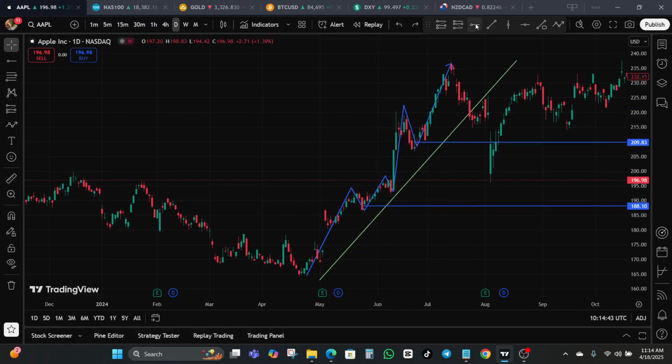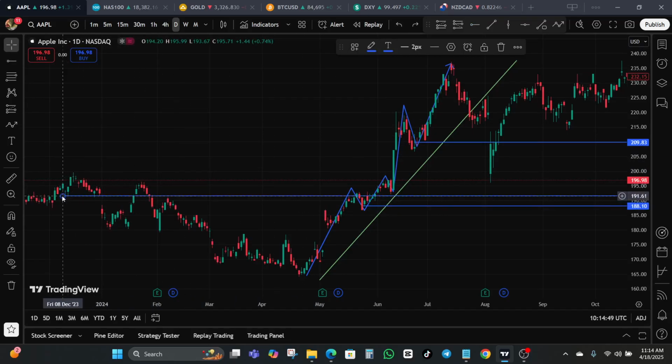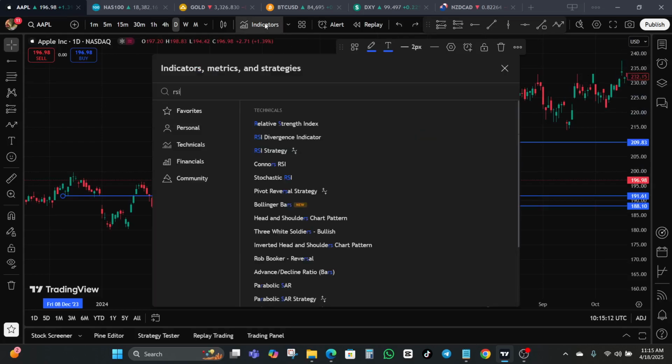For example, we can see here, this is a support level. Support broke and turned into resistance, and then broke and turned into support again. So you can see that this same level was what was retested here. The same level that we had here is exactly what was retested here. So it's good to have your levels mapped out as well. And then you can also use an indicator such as the RSI.